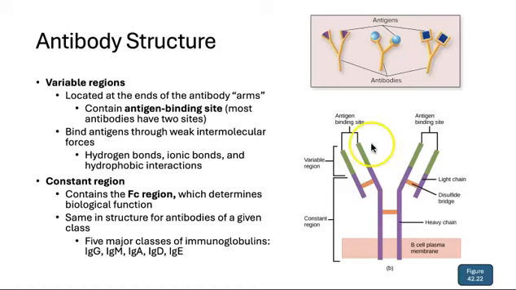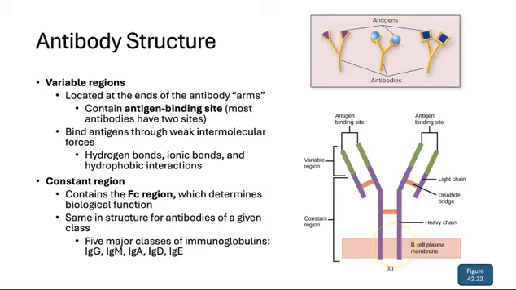So going into detail here, our variable regions are the areas we call the arms that will bind the antigen. And most of them are going to have 2 sites. And we bind the antigens through weak intermolecular forces. This could be through hydrogen bonds, ionic bonds, and hydrophobic interactions. Whereas our constant region down over here is going to determine the biological function of the antibody. They'll have the same constant region depending on the class of the antibody.